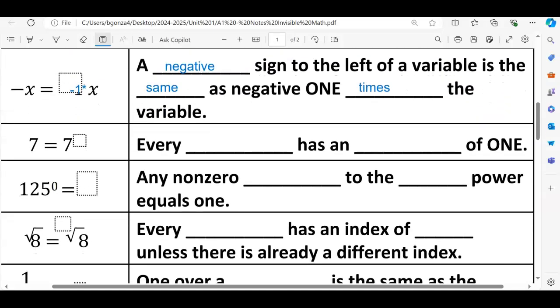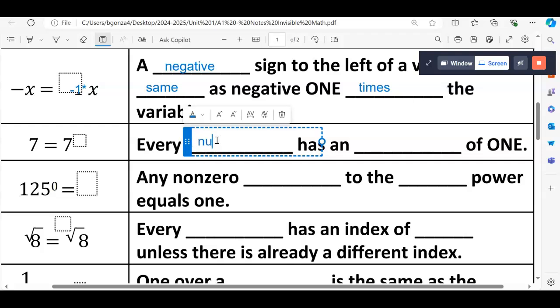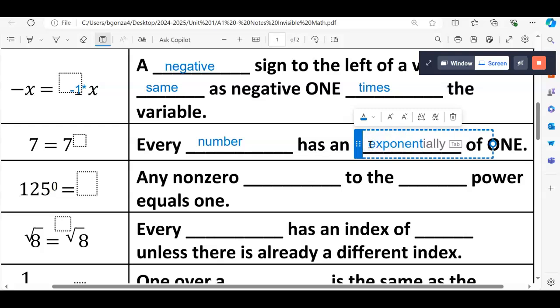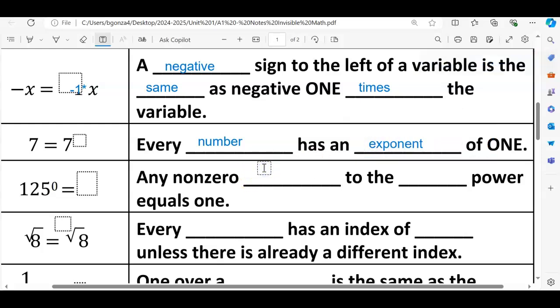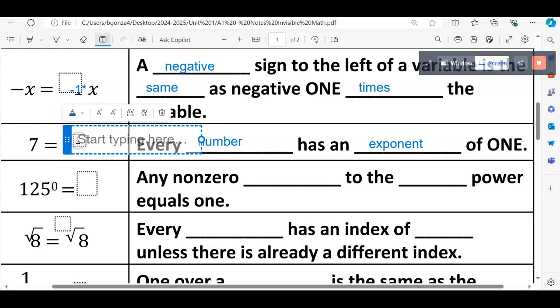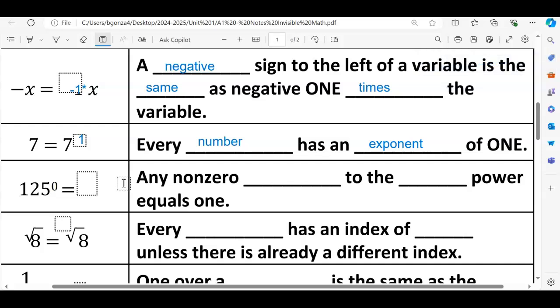Okay, 7 equals 7. Now we're talking about exponents. You see how that box is smaller? Every number has an exponent of 1. So that means 7, a regular 7, means 7 to the power of 1. So are you always going to write 1 as an exponent for every number? You don't have to. It's invisible, but it's there.